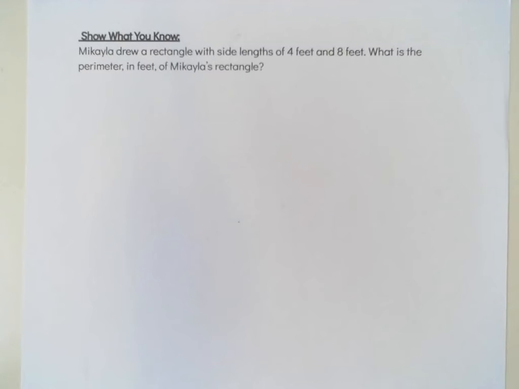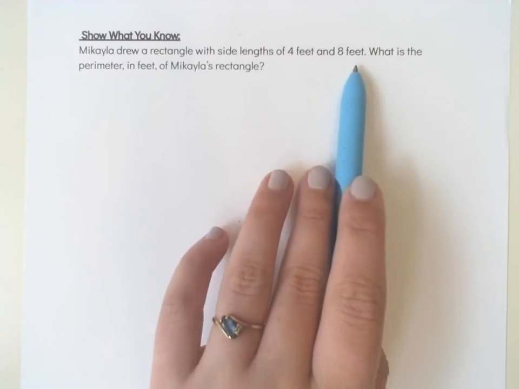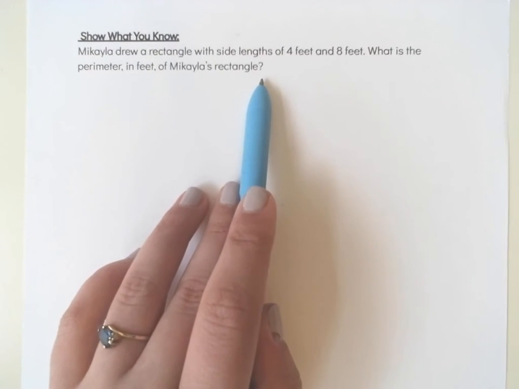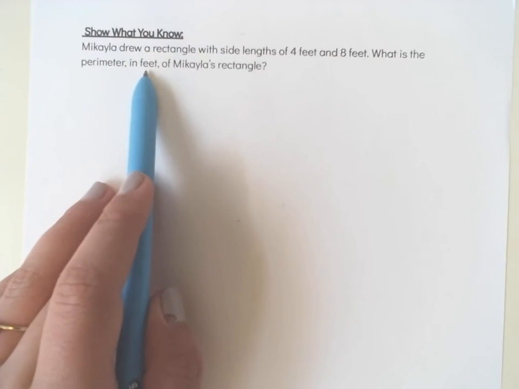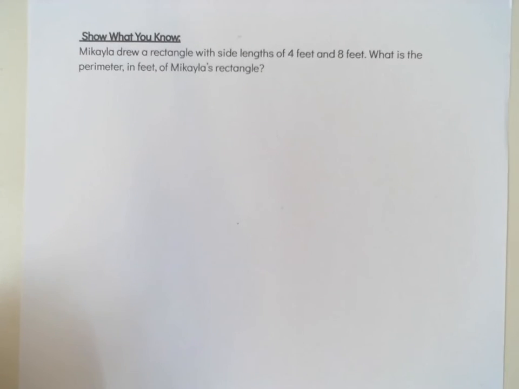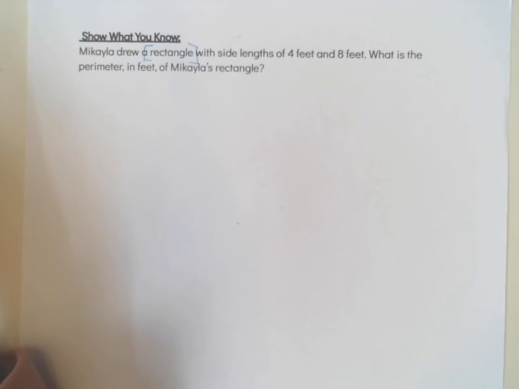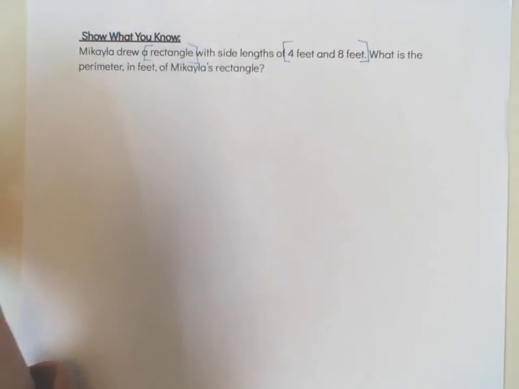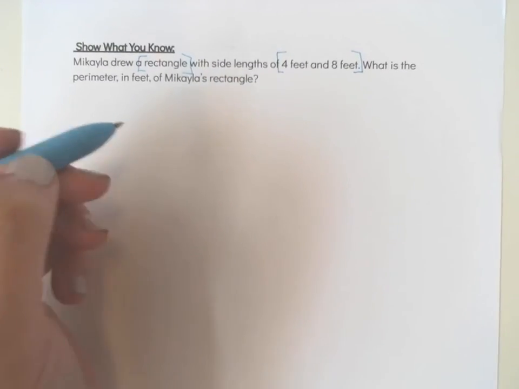So let's go ahead and read the question. It says, Michaela drew a rectangle with side lengths of 4 feet and 8 feet. What is the perimeter in feet of Michaela's rectangle? See right there, it tells us in feet. So we need to make sure we use that measurement in our answer, okay? Let's go through and bracket our important information. We know that she drew a rectangle, okay? That's important, so we know what kind of shape we need to draw. We know that the side lengths are 4 feet and 8 feet. So that means that the long side is going to be 8, the short side is going to be 4. So let's go ahead and draw that shape.